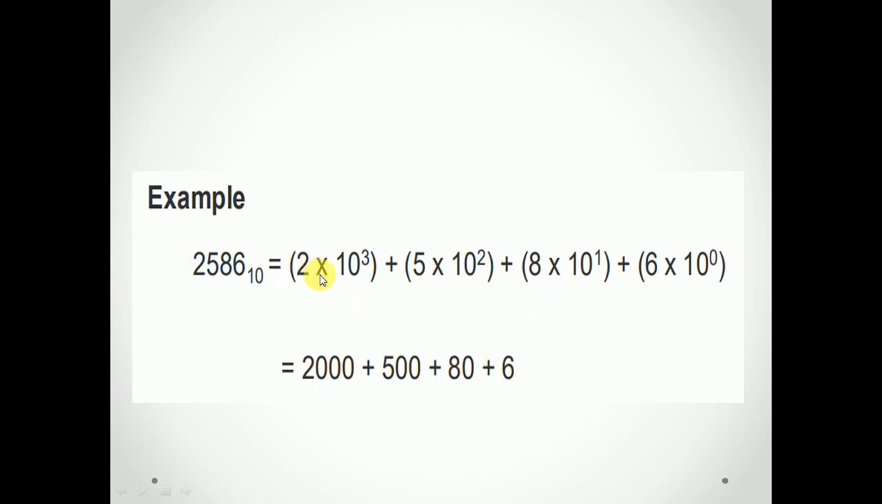So it is converted into decimal form again, because it is already in decimal form. It is just elaborated: 2000 plus 500 plus 80 plus 6. So this is a decimal number.